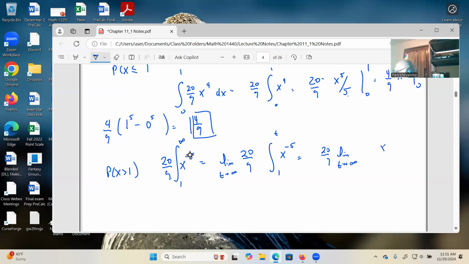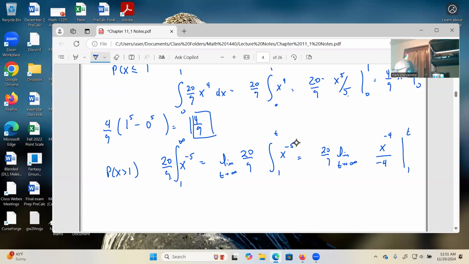And I have x to the negative 4 over negative 4. All right, we just add 1 to the exponent. So even if the exponent is negative, we add 1 to the exponent. And we're just going to go from 1 to t. Okay, we have to do some stuff.